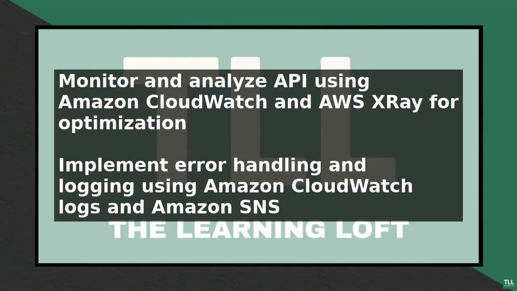We also covered the best practices for the AWS Amplify API category, including using a consistent naming convention, implementing authentication and authorization mechanisms, and monitoring and analyzing your API. By following these best practices, you can build robust and efficient APIs using the AWS Amplify API category.